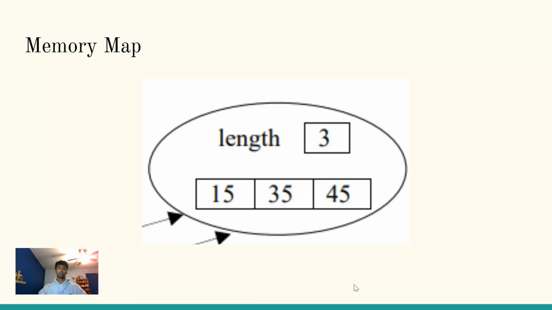Now that we've done some coding practice, I just want to point out real quick what an array would look like in a memory map. You have an object that points to the heap, and the only two things you have are the length of the array and then a list of every single value.